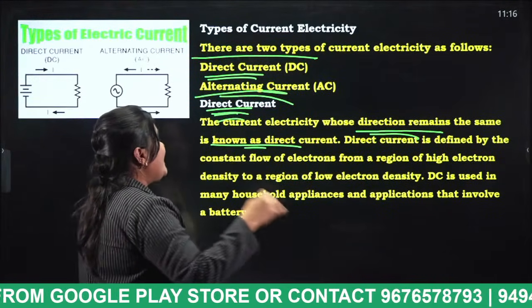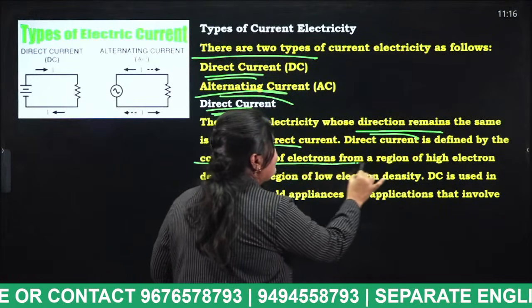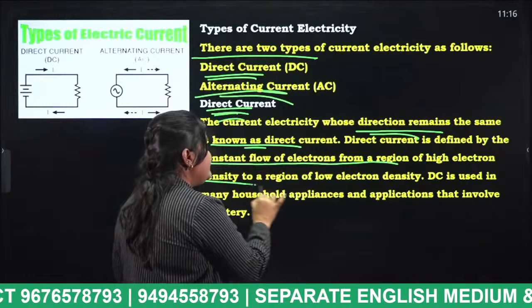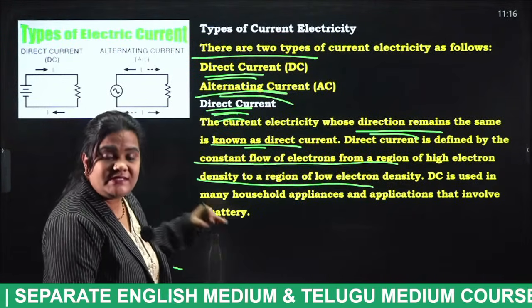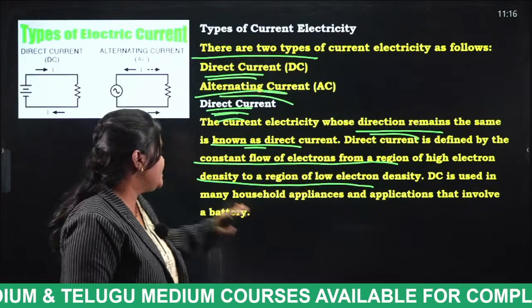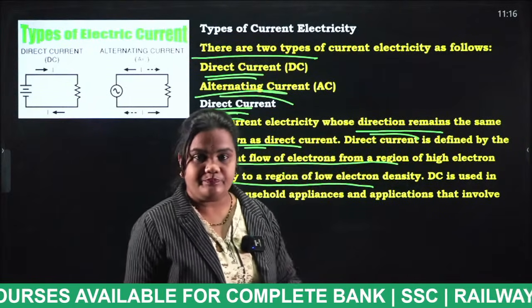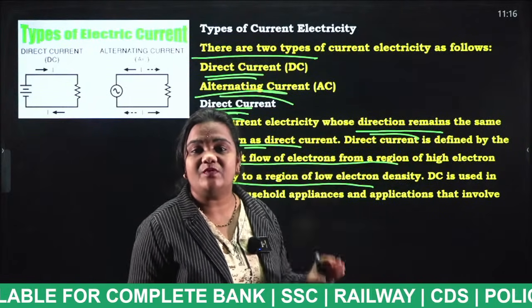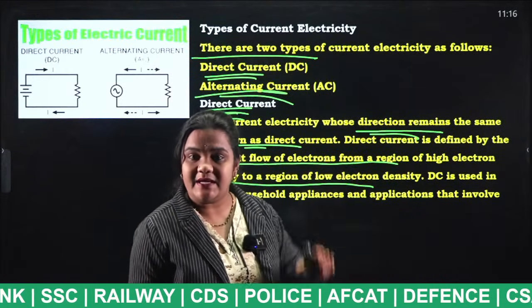It is defined by the constant flow of electrons from a region of high electron density to a region of low electron density. Where will we use this direct current, students? It is used in many household appliances and applications that involve a battery. The example for direct current is the battery. What is the best example for direct current? Battery.